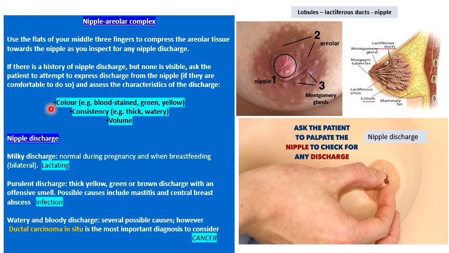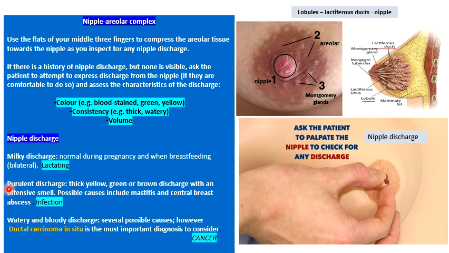Now the important thing is, once there is discharge, you must check for the color, whether it's blood stained, green or yellow. Consistency: is it thick or watery? And the amount, the volume of discharge. These are all important features of various diseases. The nipple discharge itself can be milky. Milky discharge is due to a lactating breast. It is normal during pregnancy and when breastfeeding, and this usually occurs bilaterally.